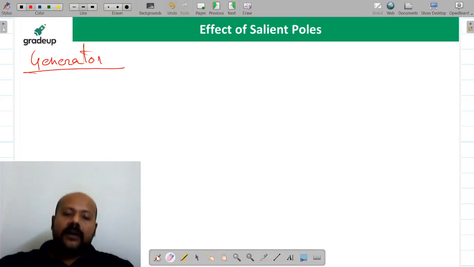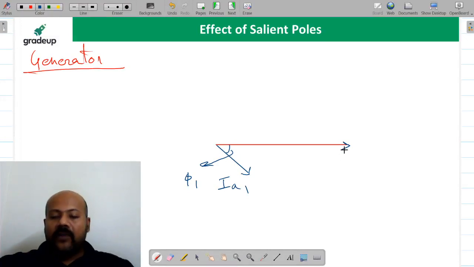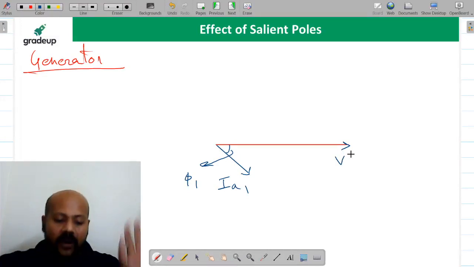First thing is, suppose this is your terminal voltage. Now first we are taking the armature current to be lagging. Suppose this is your armature current, IA1. This angle we are calling phi 1, and this is your terminal voltage V. Is it clear to all of you? Listen to me properly.